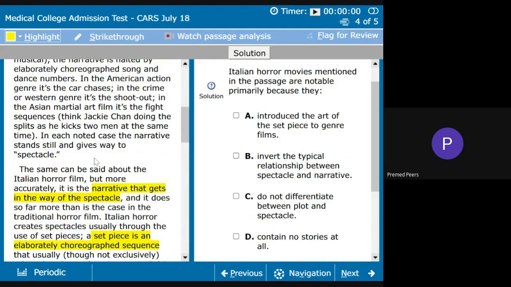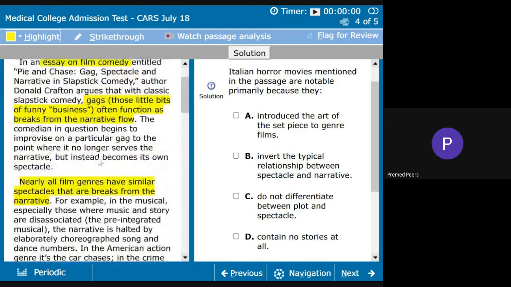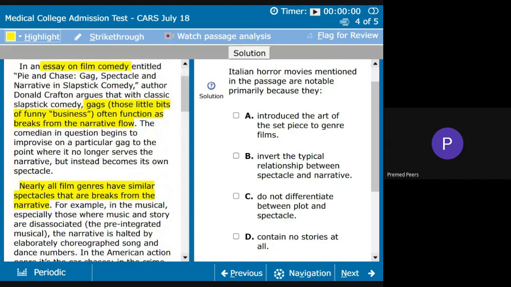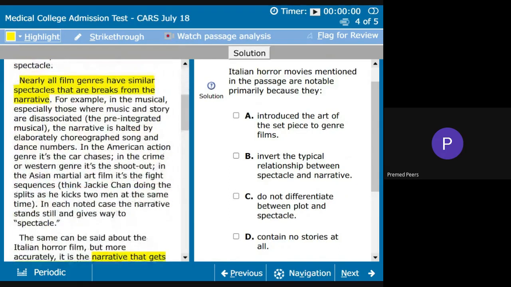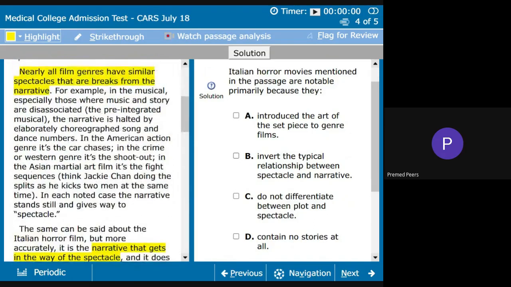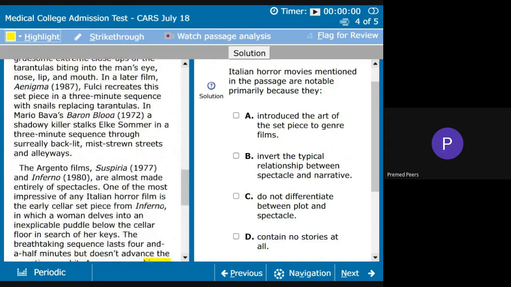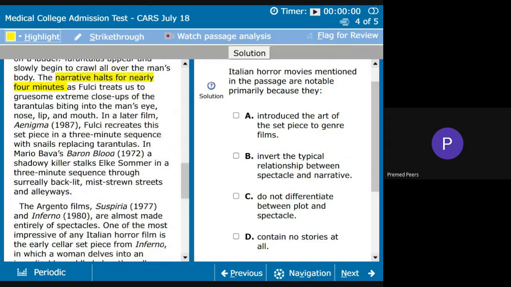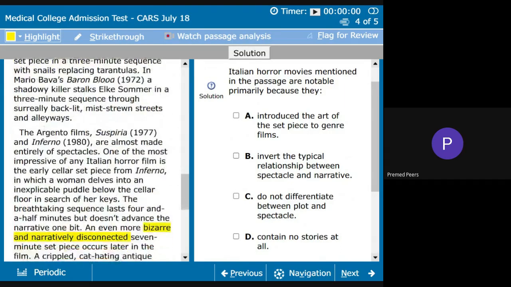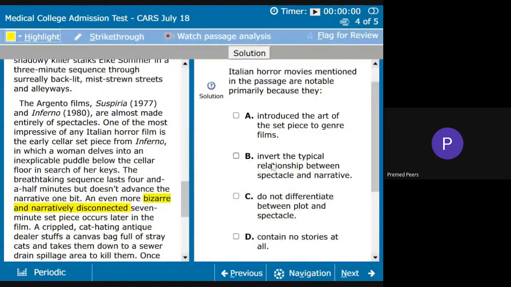So the typical relationship that is outlined above is the idea that there's a narrative that's more important. But here it says the narrative is usually halted by spectacle, but in this situation, it's almost describing it as though those halts for spectacle, the spectacle is the real focus of the film, just the way that the author describes it. So that's why B tends to have a lot more. I think they were equal, not inverting.